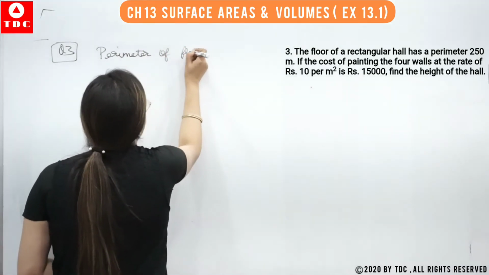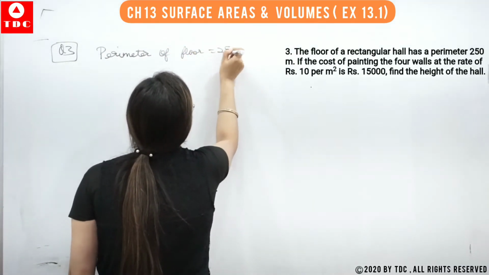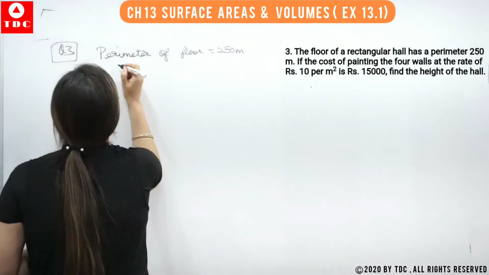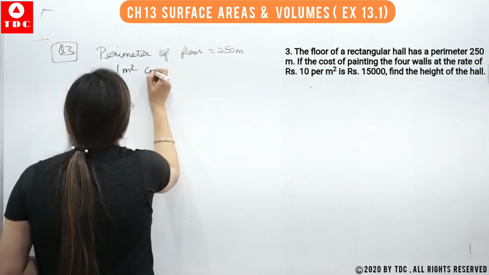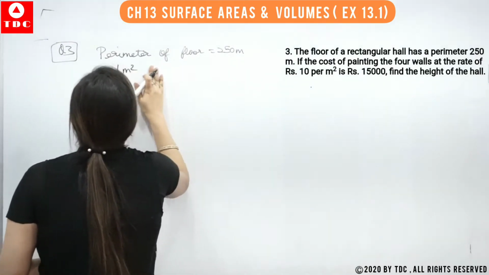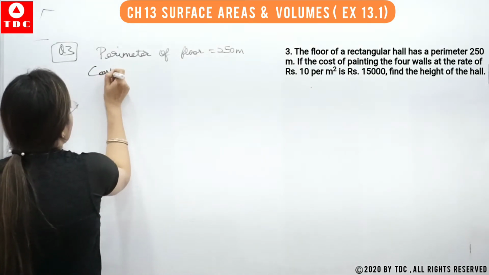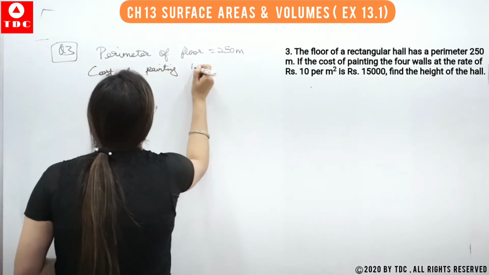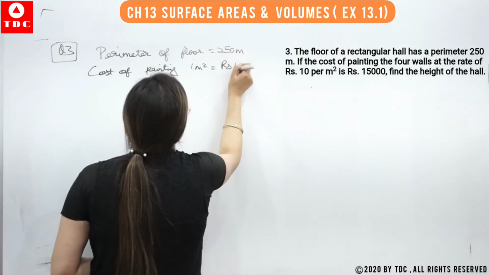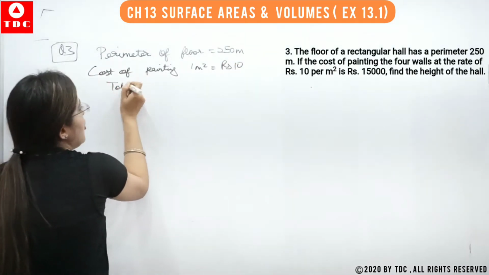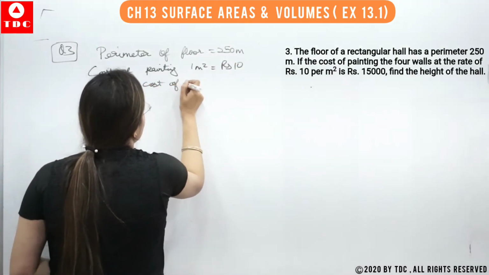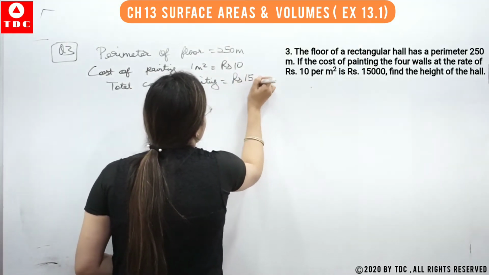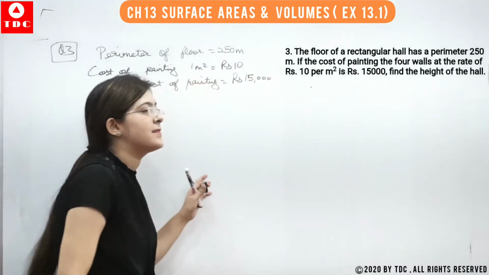Okay, the perimeter of the floor is given as 250 meters. And the cost of painting 1 meter square is given as rupees 10, and the total cost of painting is given as rupees 15,000. Okay, this much is given to us.